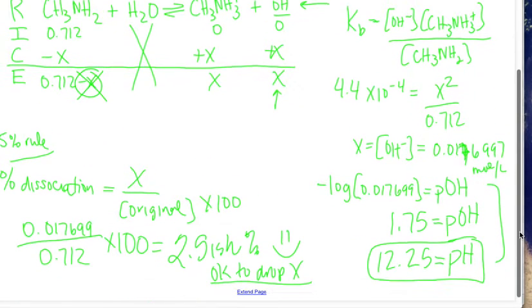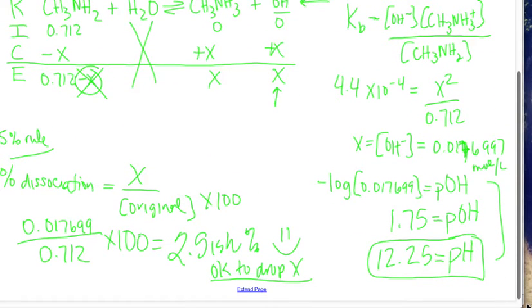All right, so work on your homework. You should be able to complete all of it. And if you're above 5% on any of them, don't freak out, but go ahead and calculate it.